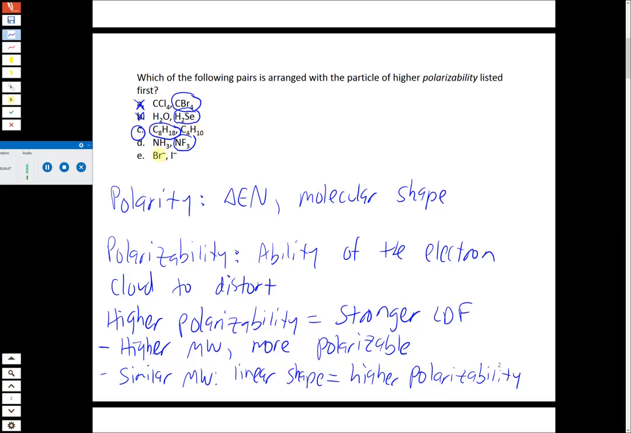And then Br minus and I minus, two individual ions. Again, the one that's larger and has a higher molar mass is going to be more polarizable, so that would be I minus. So the only one of these where the more polarizable species is listed first is choice C, so that's going to be our answer. None of these required us to think about the overall shape of the molecule.